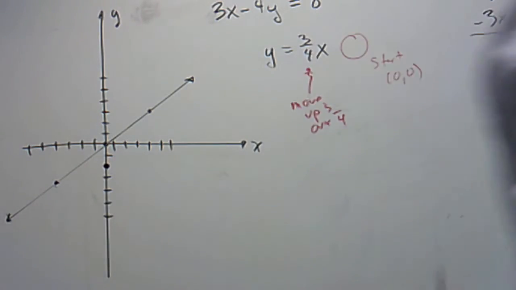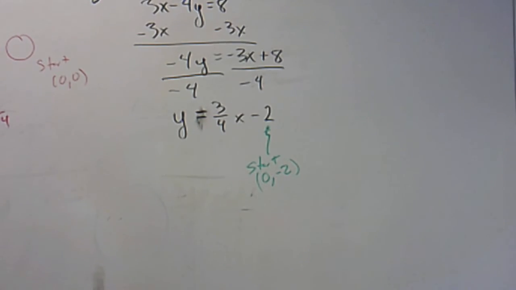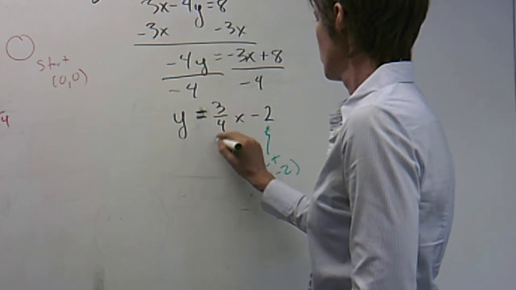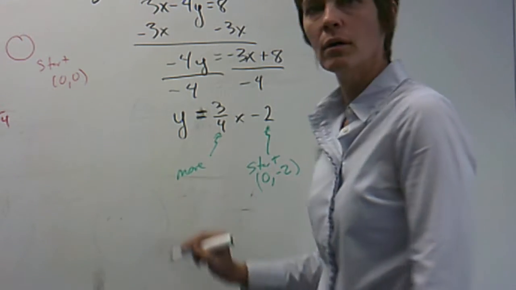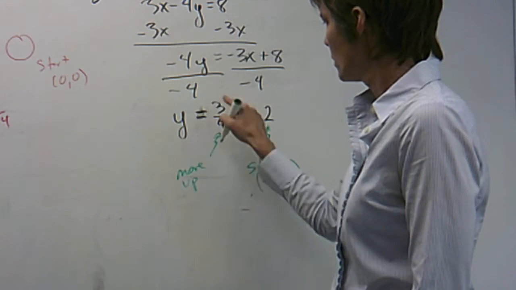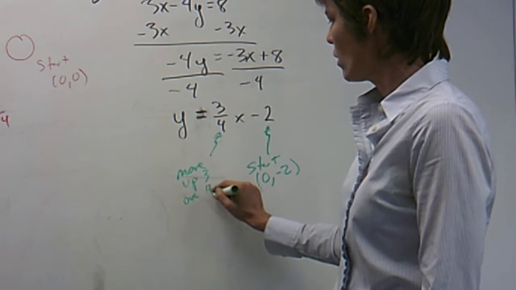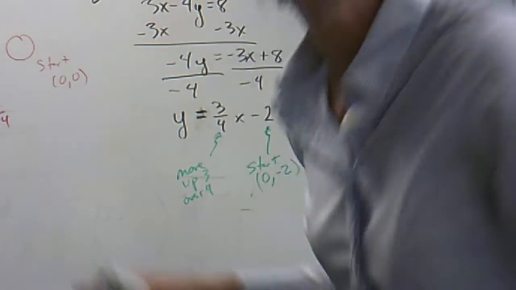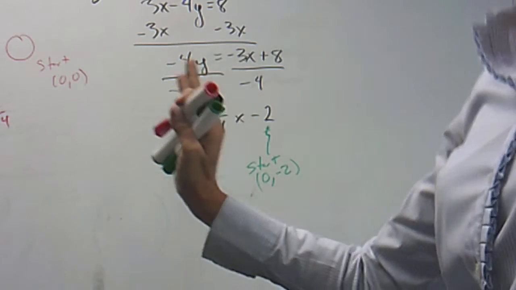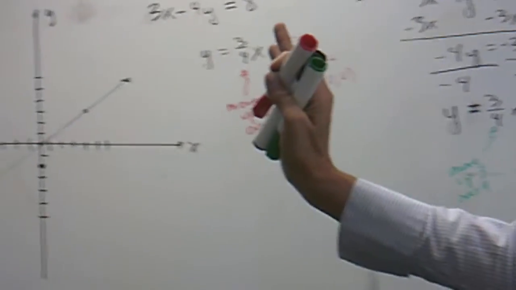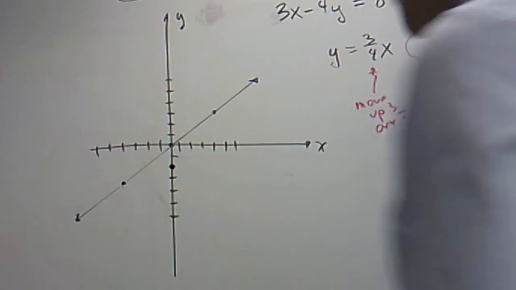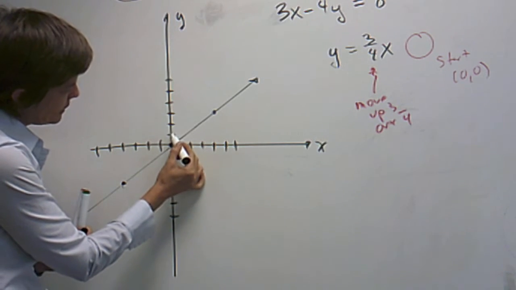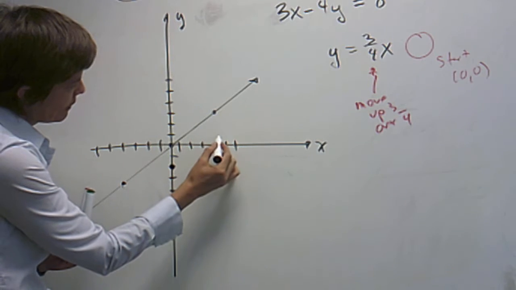Let's go back over here. How does this move? I gotta clean this up. What have we got? Up 3 over 4. So let's go do it. I know our graph is way over there. So we're going to move from here up 3, 1, 2, 3, over 4, 1, 2, 3.